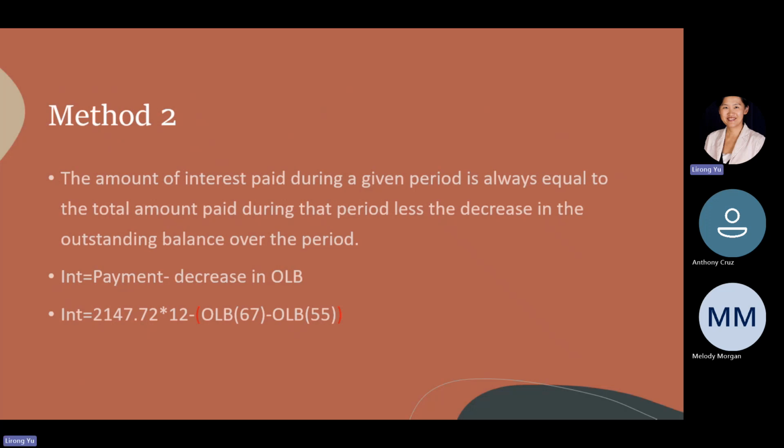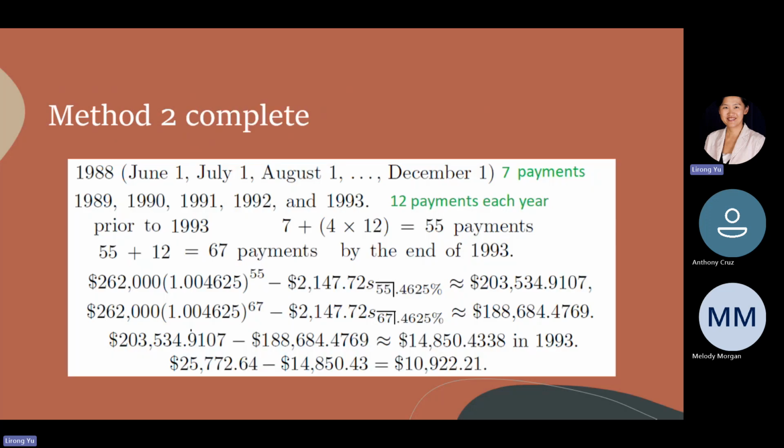So basically, the total interest paid is, you have 12 payments. Every payment is 2,147.7. So that's the total payment. Right, the 2,147.7 times 12 is the total payment. Then the outstanding balance is a little bit of a problem. So we have to do the outstanding balance of 67 minus the outstanding balance of 55, because there are 55 payments before that year. So here is the calculation.